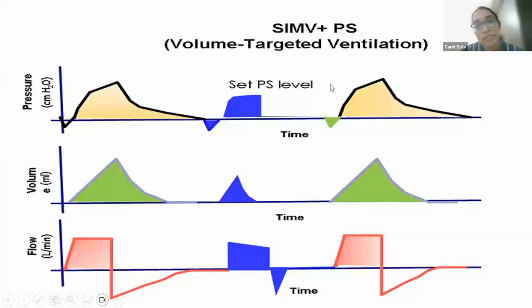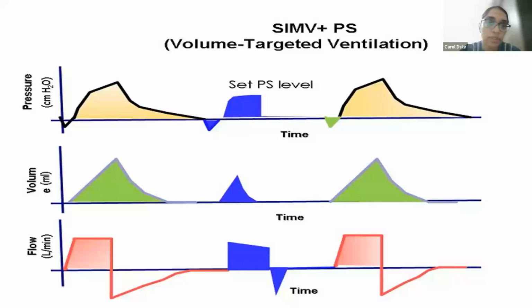So this is an SIMV, a typical example of synchronized intermittent mandatory ventilation plus pressure support. When I say a controlled breath or a controlled mode, a controlled breath is triggered and cycled by the ventilator. If it's a spontaneous breath, it is triggered and cycled by the patient. Whereas if it's a combination of both, a mandatory plus a spontaneous breath, this is usually an intermittent mandatory ventilation.